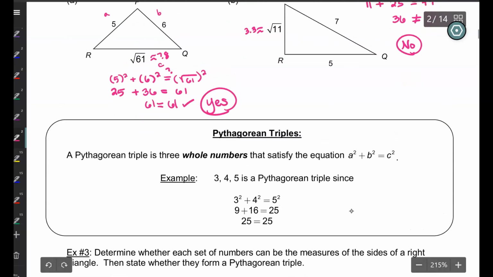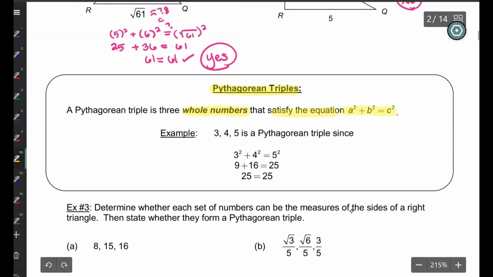Again, you'll notice these are all kind of extensions of the Pythagorean theorem. The next one is just a property, Pythagorean triples. These are basically whole numbers that satisfy the equation a squared plus b squared equals c squared. So 3, 4, 5 is called a Pythagorean triple because 3 squared plus 4 squared equals 5 squared.